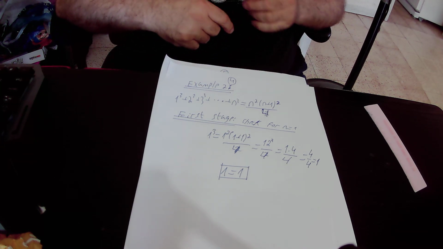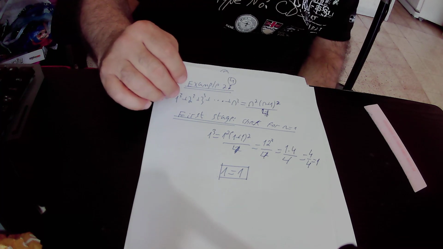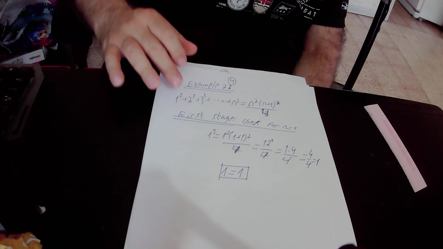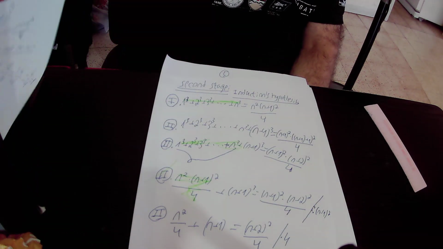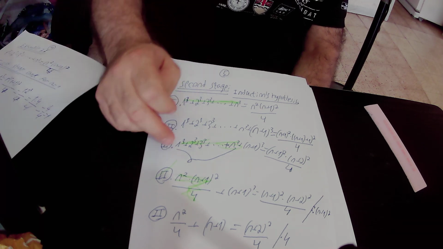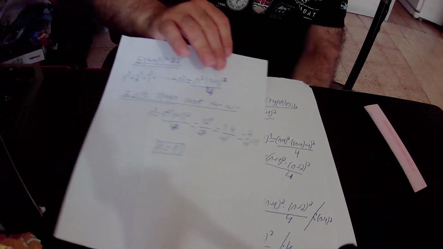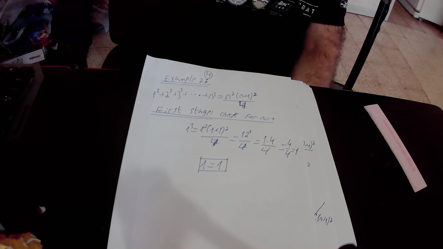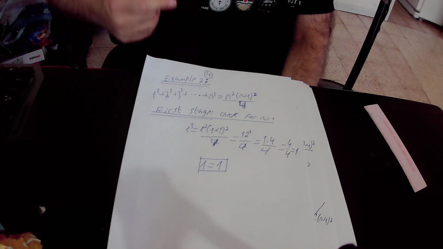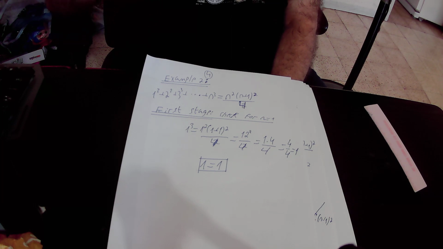Okay, because in the first stage we proved that it is true for n that equals to 1, and then we proved in general that if it is true for n, it must be also true for n plus 1. So we can say that because we know that it is true for n that equals to 1, and we proved in general that if it is true for n, it must be also true for n plus 1.